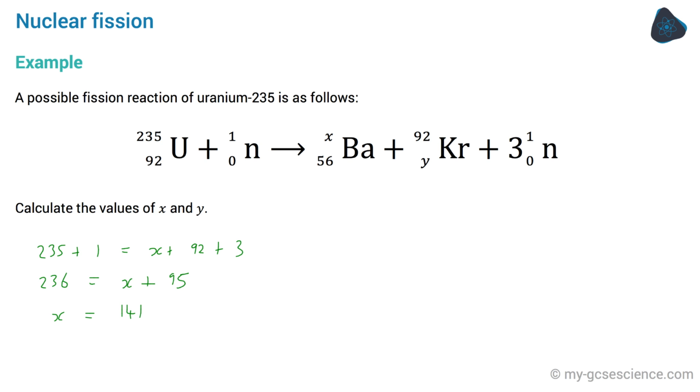Working out the value of y is even easier than this. On the left hand side we have 92 plus 0, and that must be equal to 56 plus y plus 0. So doing the algebra, that gives us an answer for y of 36.